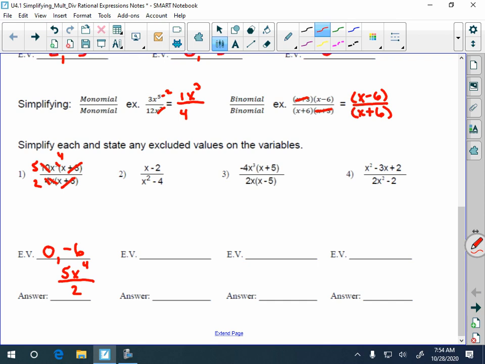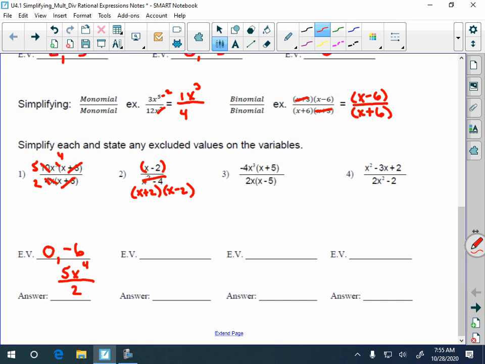All right, so number 2, we have to make sure everything's factored before we start canceling. So we're going to factor this x squared minus 4. That's x plus 2, x minus 2. And then I have this x minus 2 on top. When I have binomials, I like to put them in parentheses because I keep those together and I remind myself not to cancel part of them out. It's the whole thing or none of it.